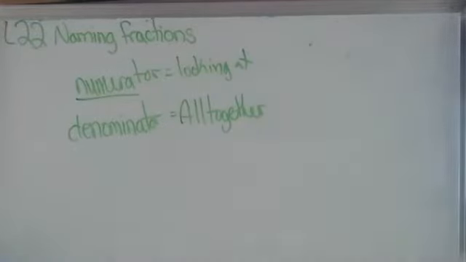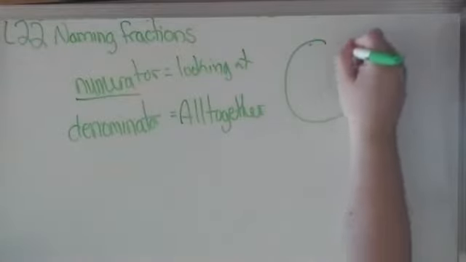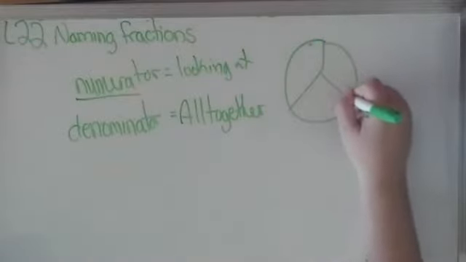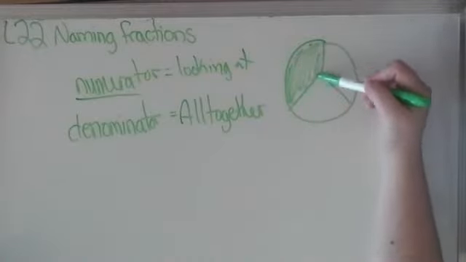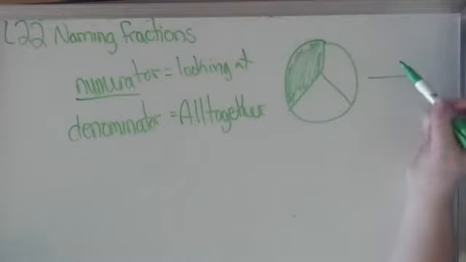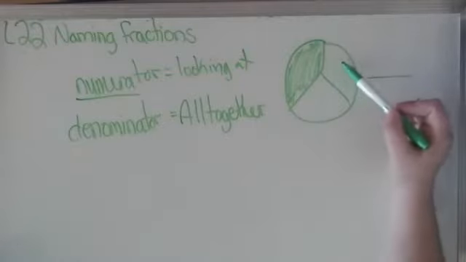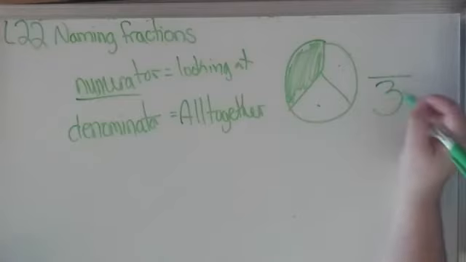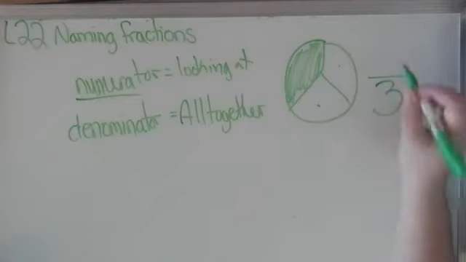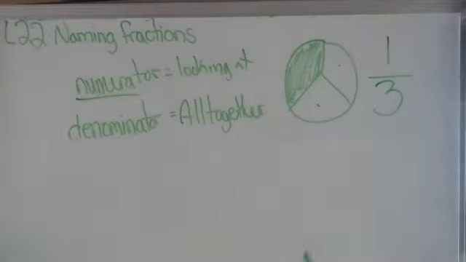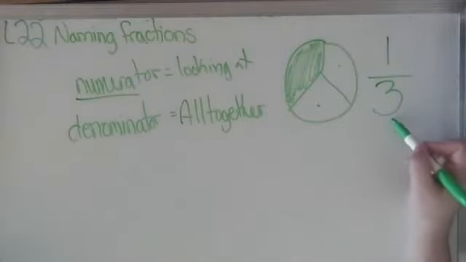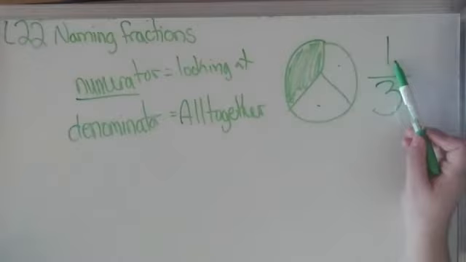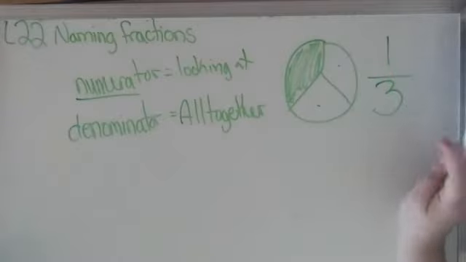Let's take a look at another one. If I was given this, I would first see what my denominator is. How many pieces do I have altogether? I have 1, 2, 3. So my denominator is 3. How many pieces are shaded? 1. So this is 1/3. Okay, that is what you're doing for fractions. The denominator is all together. How many pieces do you have? The numerator, the top number, is what are you looking at?